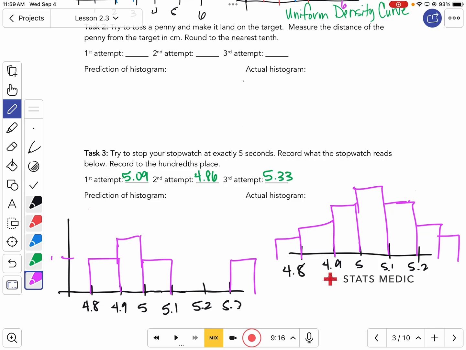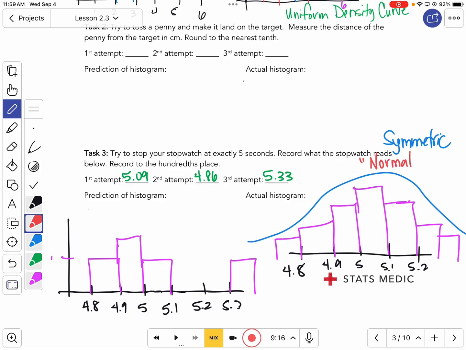What kind of shape is that distribution? It's symmetric, okay? It is a symmetric curve. And so when it's symmetric, we refer to it as a normal distribution. Okay, we call it normal. So if it's symmetric, we call it normal, right?